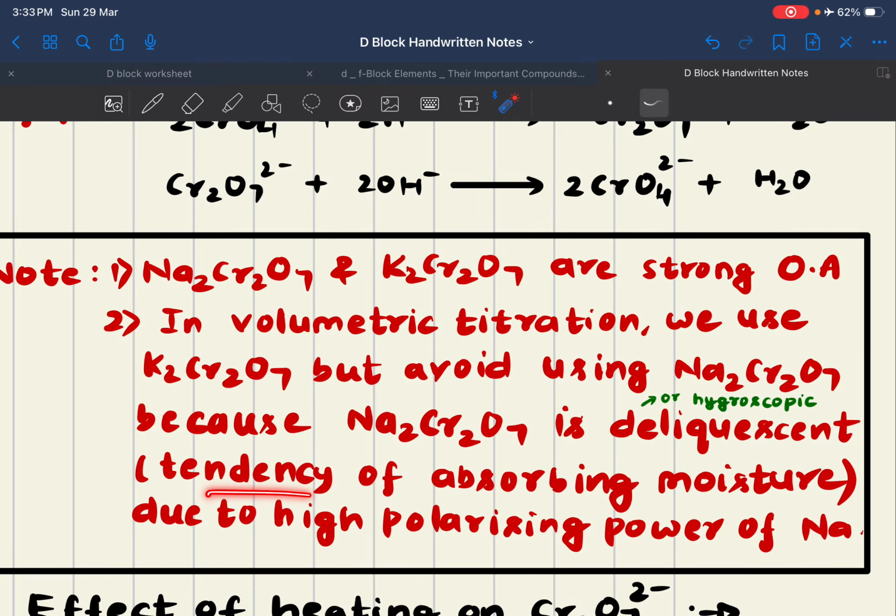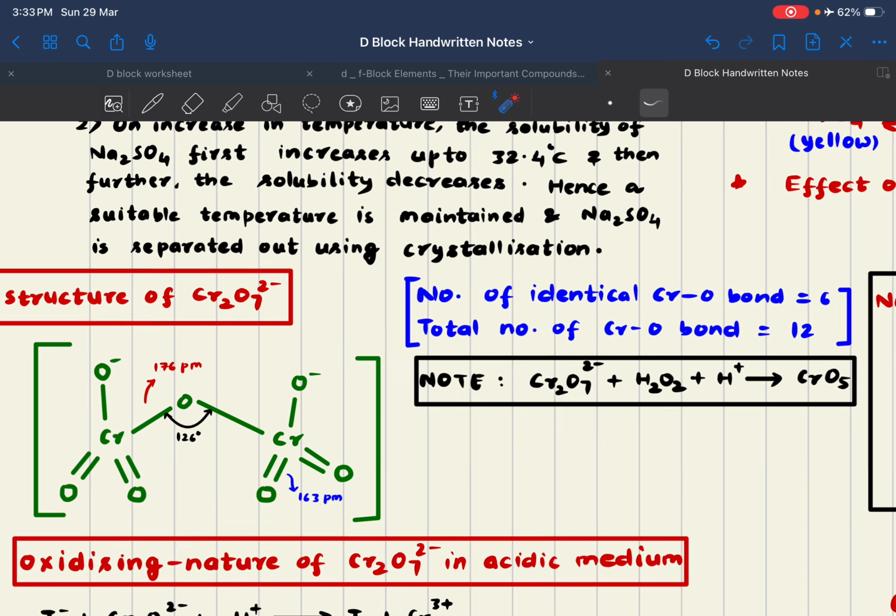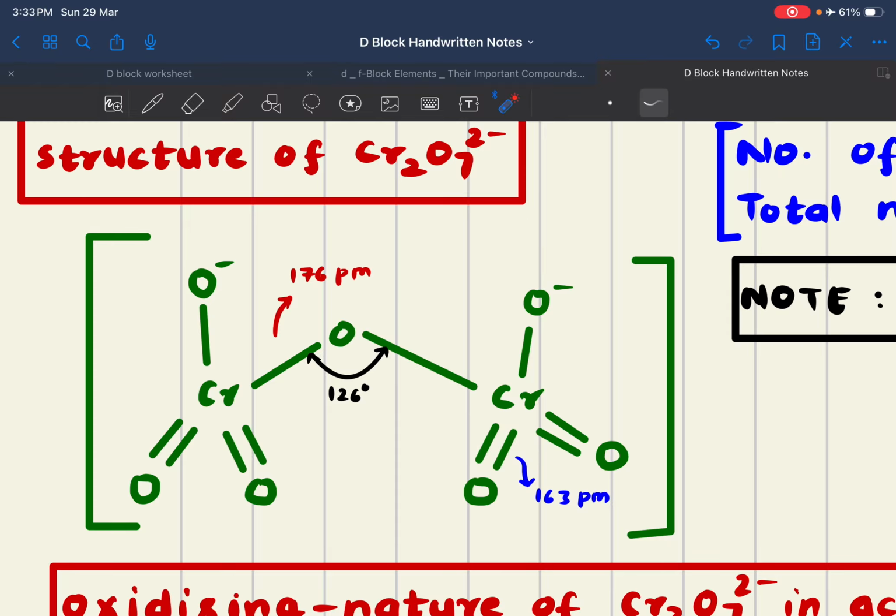This is what I have written clearly. The readings will be wrong in the titration process. Hope this point is clear. Now we will further discuss the Cr2O7 2- dichromate ion. You have to memorize this structure. This is the structure, and all the bonds are covalent bonds.